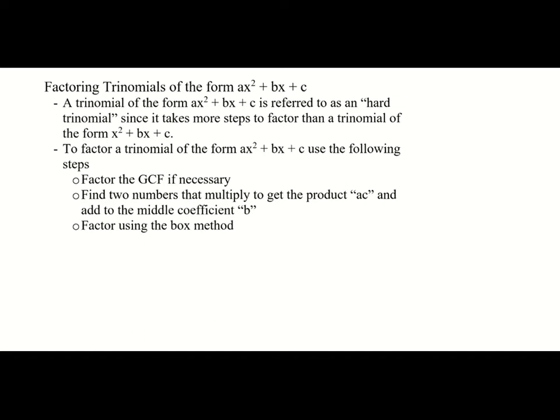So now, when you factor a hard trinomial, the first thing you always want to do, again, look for that GCF, if there's one to pull out. And then you're going to find two numbers that multiply to get the product of a times c. So here, we're not looking at the factors of just c. We're looking at the factors of a times c. And then they are going to add to give us that middle coefficient of b. And then once we find those, we're going to factor it using the box method. And I'm going to show you how to do that when we look at some on the next few slides.